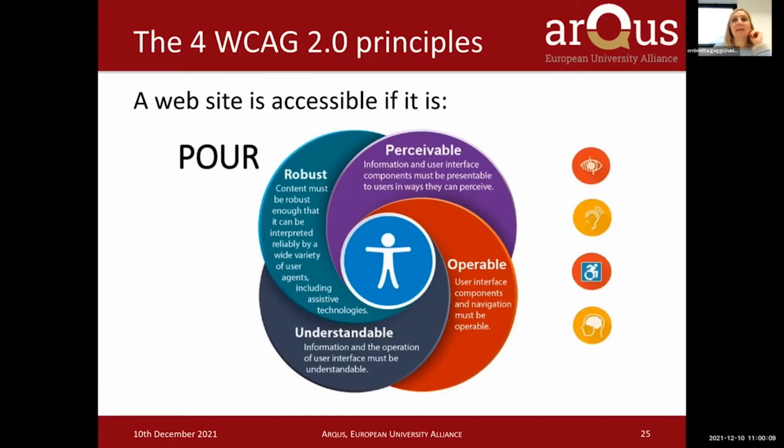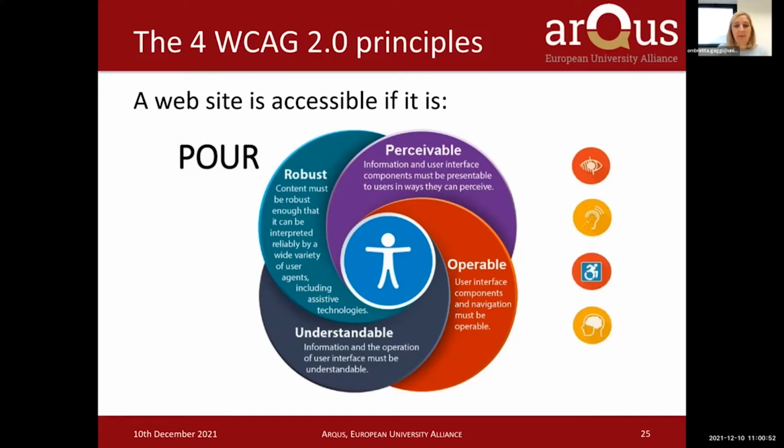Perceivable means that the user can perceive this information. So the information is usually provided using different sensorial channels. It is not needed that a user, for example, can see or that a user can hear. So if I use an image, I have to put an alternative text. If I put a video or an audio in my website, I need to add captions for people that cannot hear.